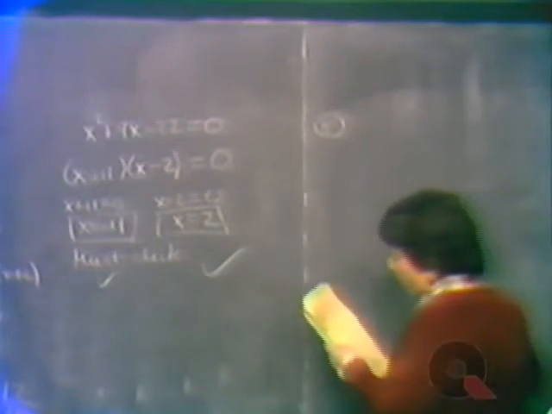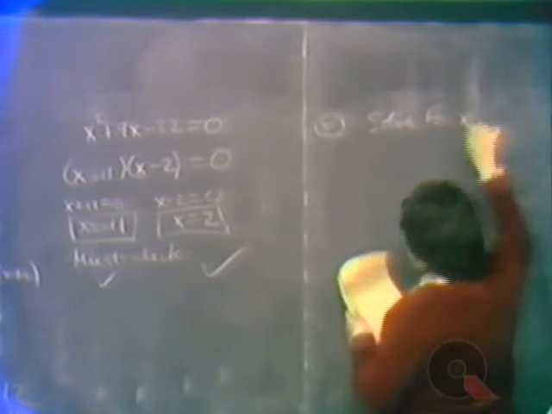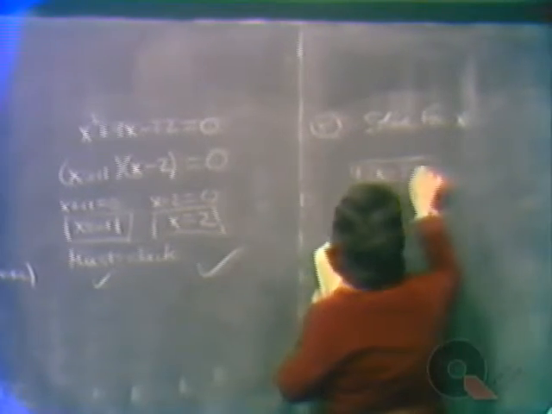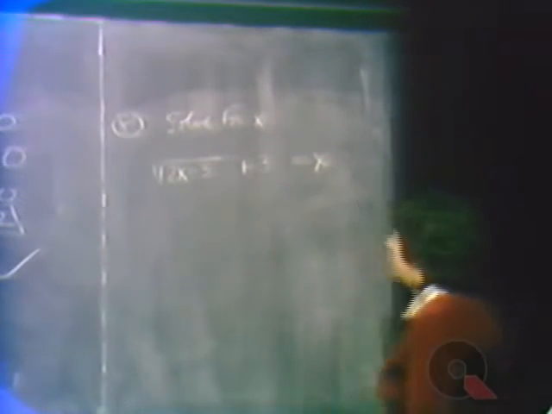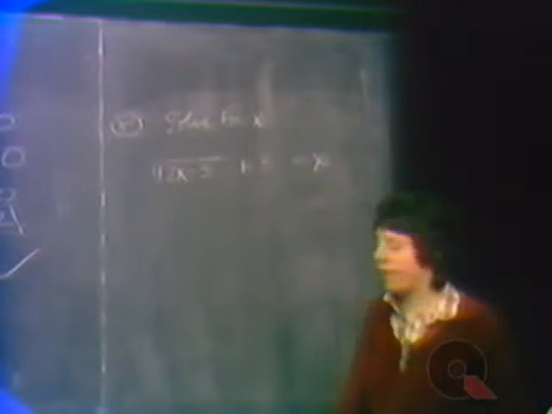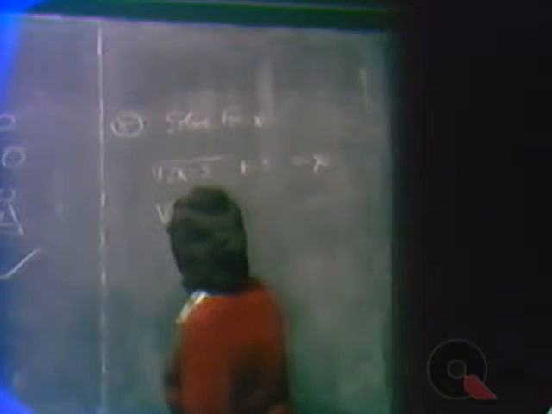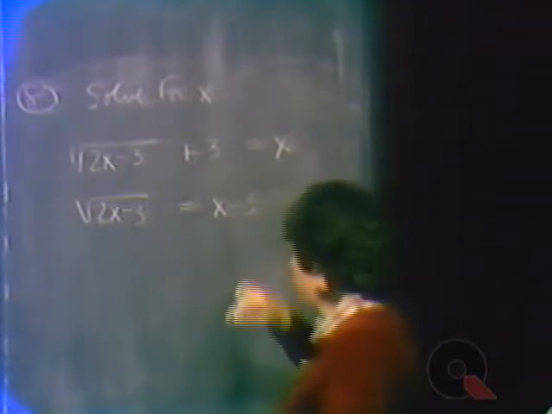Okay, in problem 8, we want to solve for x. Square root of 2x minus 3 plus 3 equals x. Now, you might be aware of the fact that you're supposed to square both sides when you have a radical like that, but the first thing to do, of course, is to isolate the radical. That is, subtract 3 from both sides of the equation.